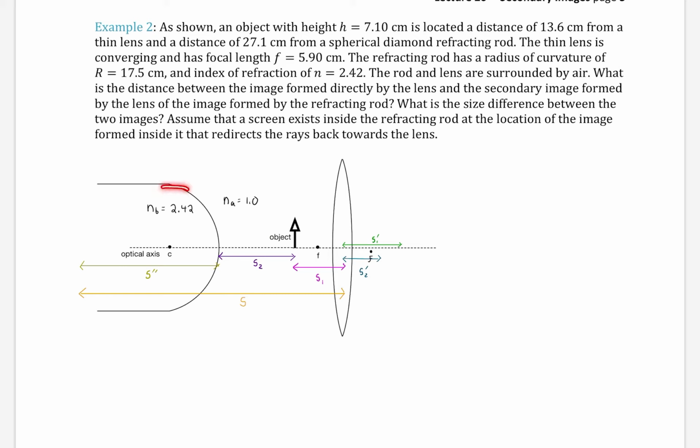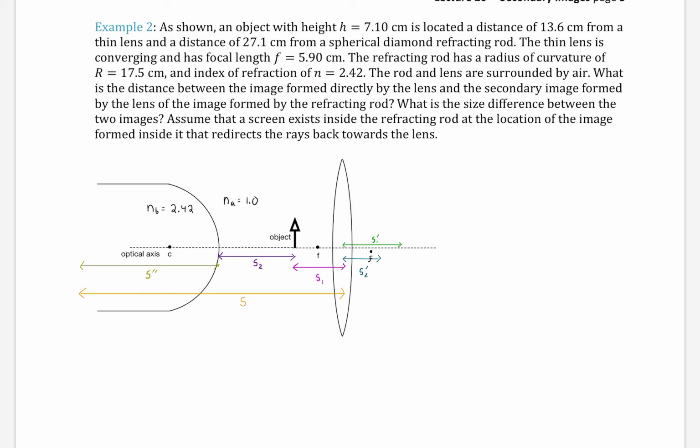All right. That's why it has such a high index of refraction. All right. So I gave you these two distances, so you can sum those up to find L, which is more typically given. All right. The thin lens is a converging lens with a focal length of 5.9 centimeters. The refracting rod has a radius of curvature of 17.5 centimeters and an index of refraction n equals 2.42, typical for diamond. The rod and lens are surrounded by air, which is why we have an nA of 1.